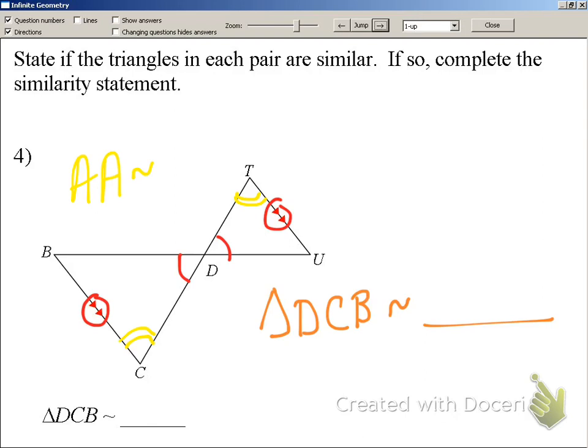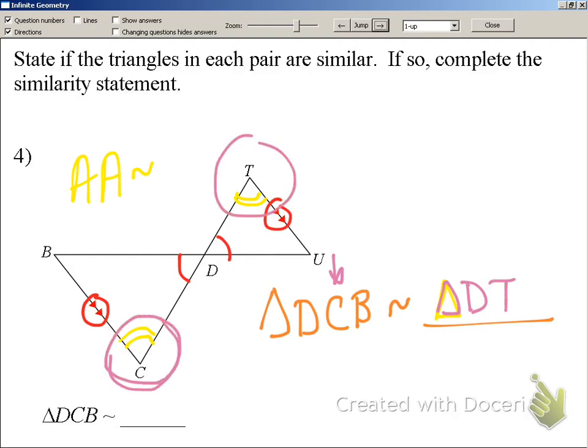Now, what are the corresponding parts? Well, D corresponds to D. Let me change color. Sorry, that yellow is hard to see. Vertex D corresponds to D. Looking at angle C here, what corresponds to angle C? Angle T. And the only one left is U. So triangle DCB is similar to triangle DTU.